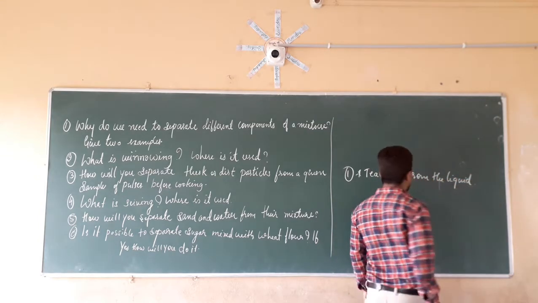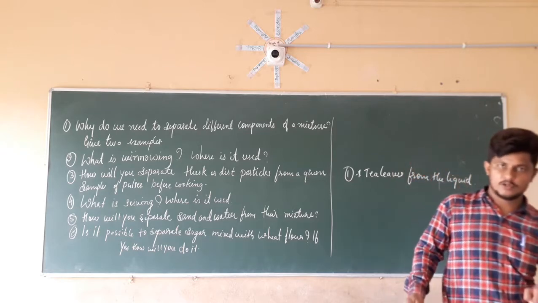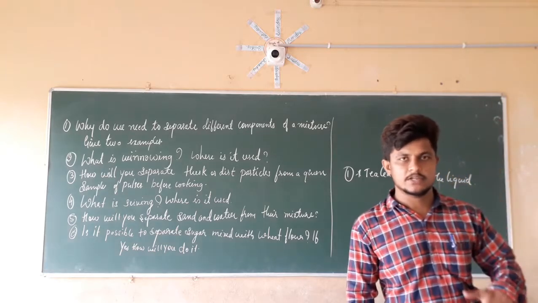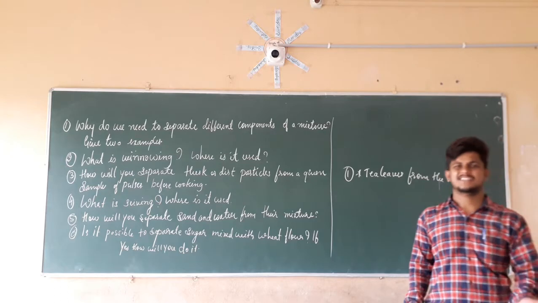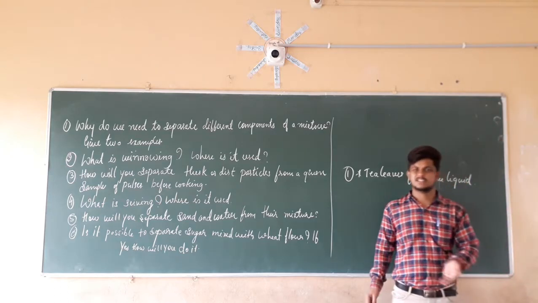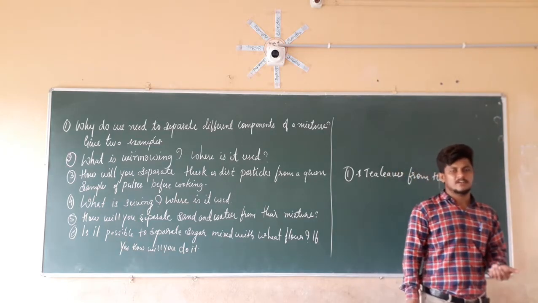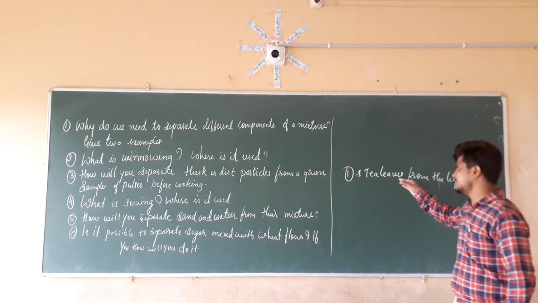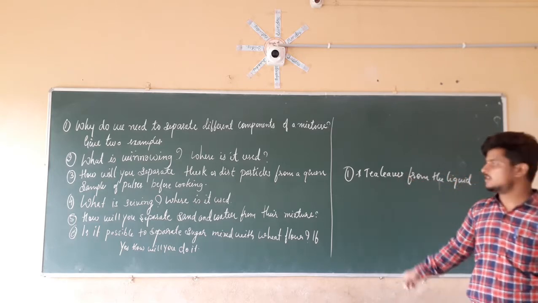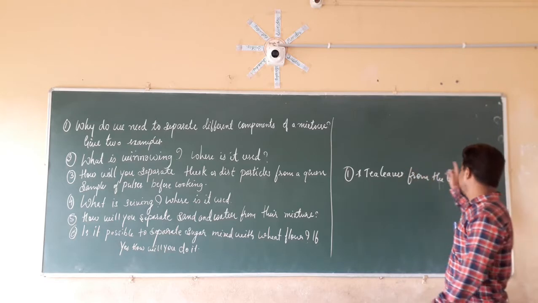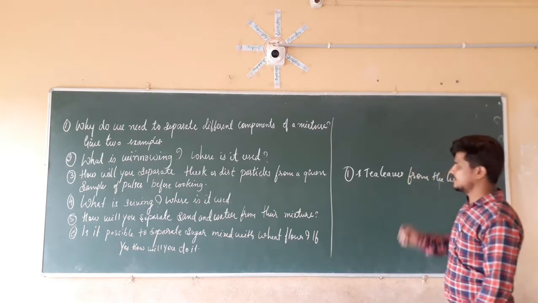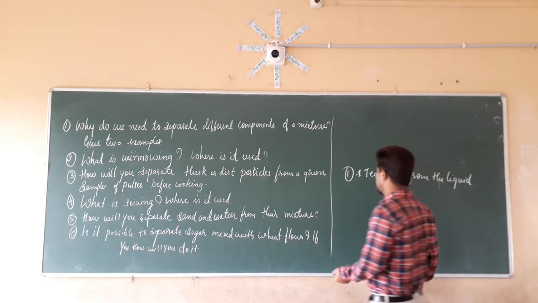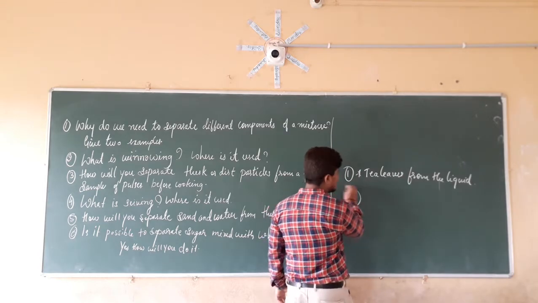Are tea leaves essential for us? Are we going to eat or drink the tea leaves? No, it is not possible, since some impurities are harmful, even poisonous. For that reason, it is not essential for us. It is an impurity. For that reason, we separate tea leaves from the liquid. So this is the first example.